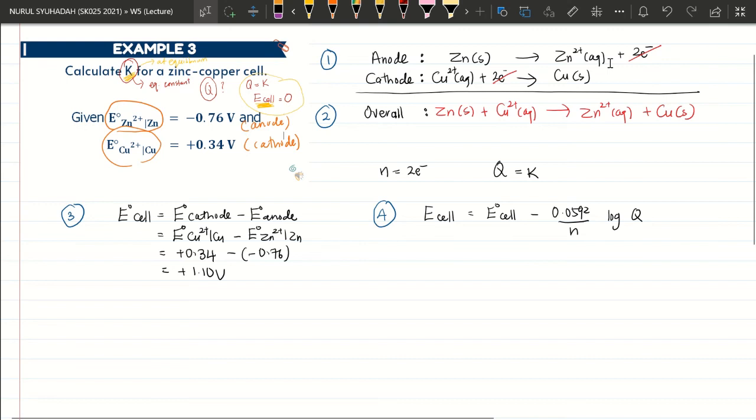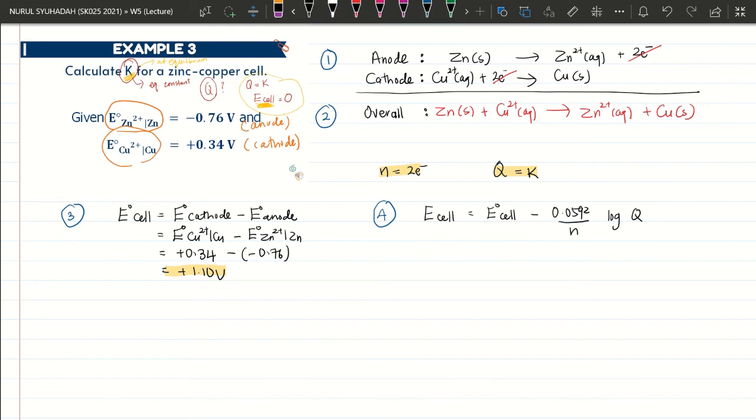So that's the first step. And then the number of electrons is already the same, so I can straight away cancel out the equation, and then I write down the overall equation. So from this overall equation, the number of electrons is 2, n equals 2, and the value of Q I straight away put as K because we want to find K. So step number 3 is to find the E naught cell. So write down the equation E naught cathode minus E naught anode, substitute the value, and then you will get the value of E naught cell as positive 1.10 volts.